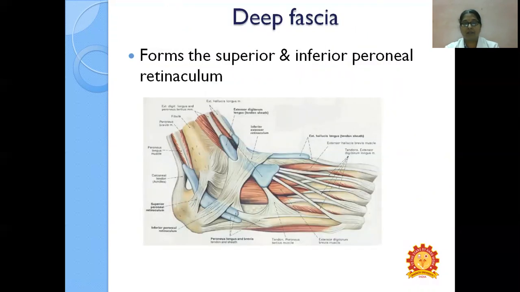So deep fascia, it forms the retinaculum. Here around the ankle, it gets modified to form a superior and inferior peroneal retinaculum. So this is a superior peroneal retinaculum, and this is an inferior peroneal retinaculum, which is Y-shaped.